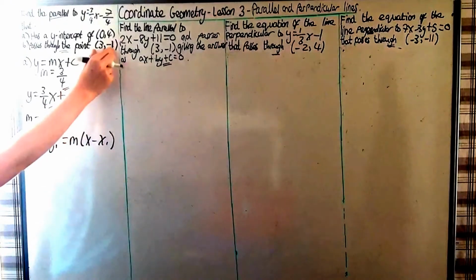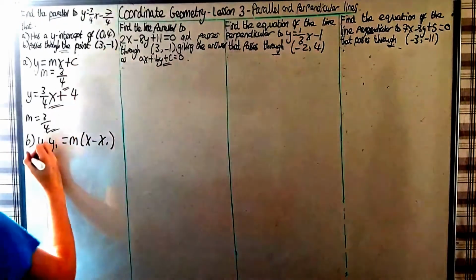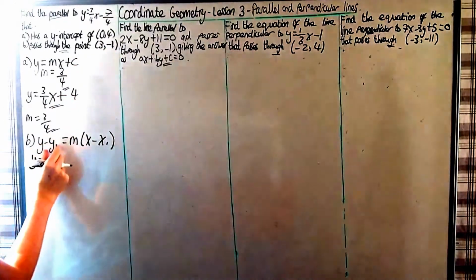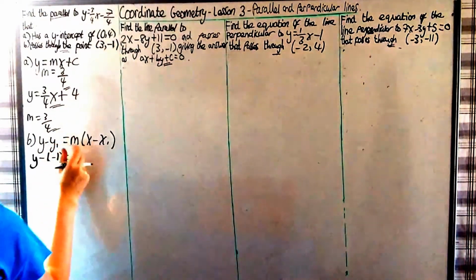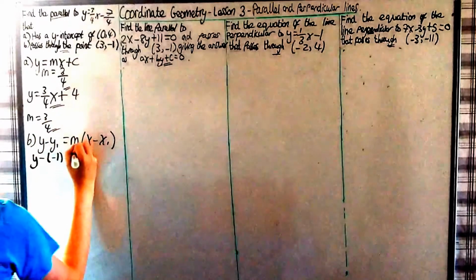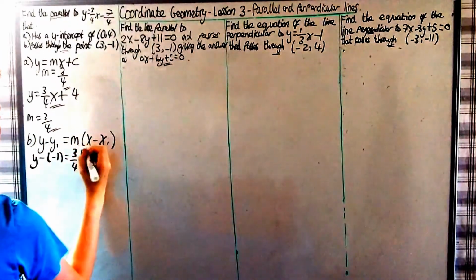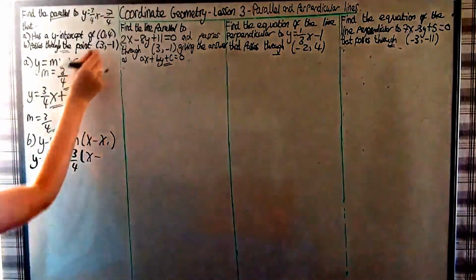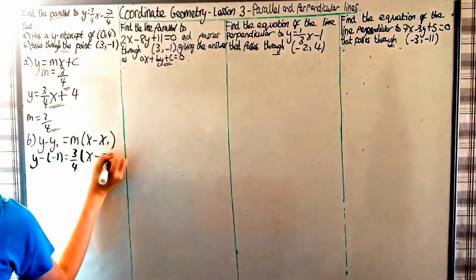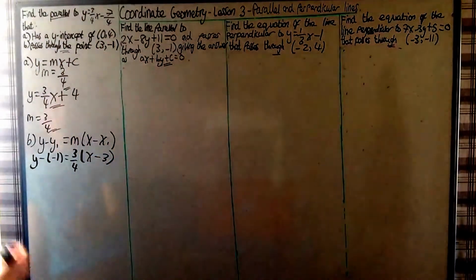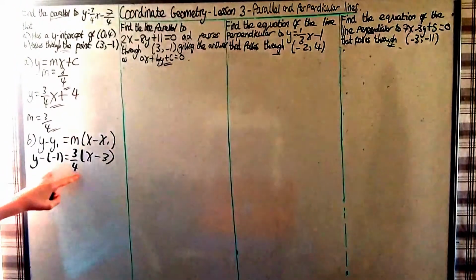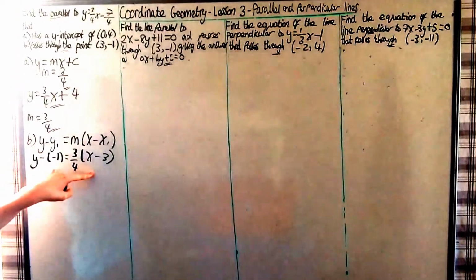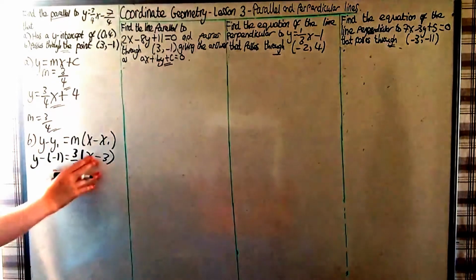So we substitute these in. So we say that y minus, now our y1 is the value of y in the question, minus 1. This is equal to our m, which is our gradient, 3/4, multiplied by x minus our x1, which is the 3 in the coordinate. Now actually, in an exam they can accept this as an answer. This can be full marks.